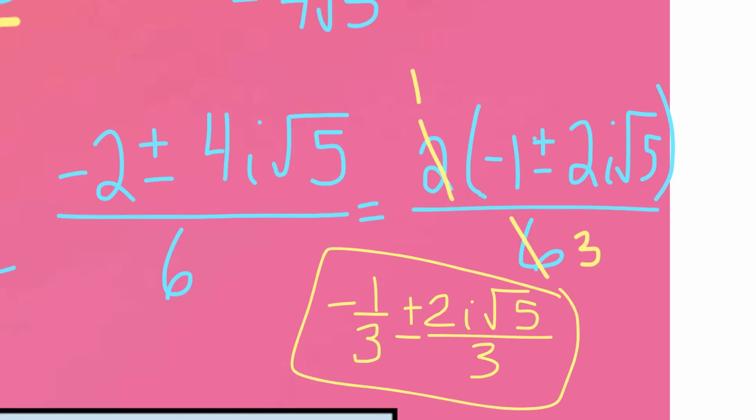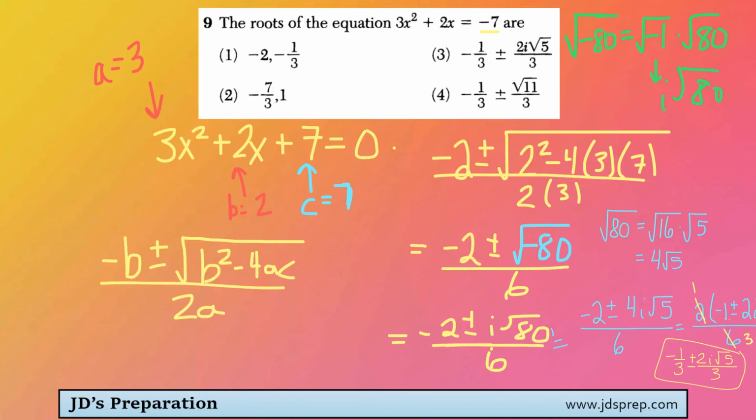You notice that what I just did there is I took the denominator and wrote it to be underneath both of these terms in the numerator. All right, so looking at our potential answers, what we got matches option number 3.